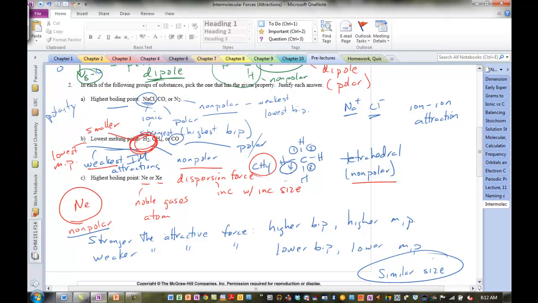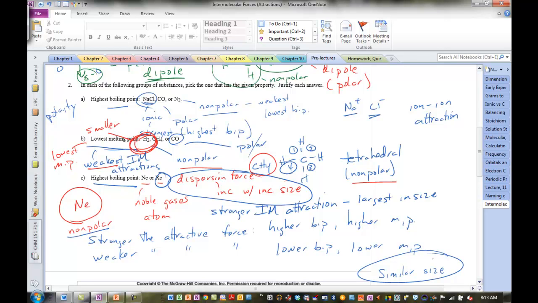Just like above, we know that the dispersion force attraction increases with increasing size. We want the highest boiling point, so we want the stronger IM attraction. And I apologize, I did not leave myself enough room for this video to write everything I need to write, and it's kind of all messed together. So highest boiling point, we want the strongest intermolecular attraction. Since they're both nonpolar, the strongest one will be the one that's largest in size, because the dispersion force increases with increasing size. Xenon is certainly larger than neon.